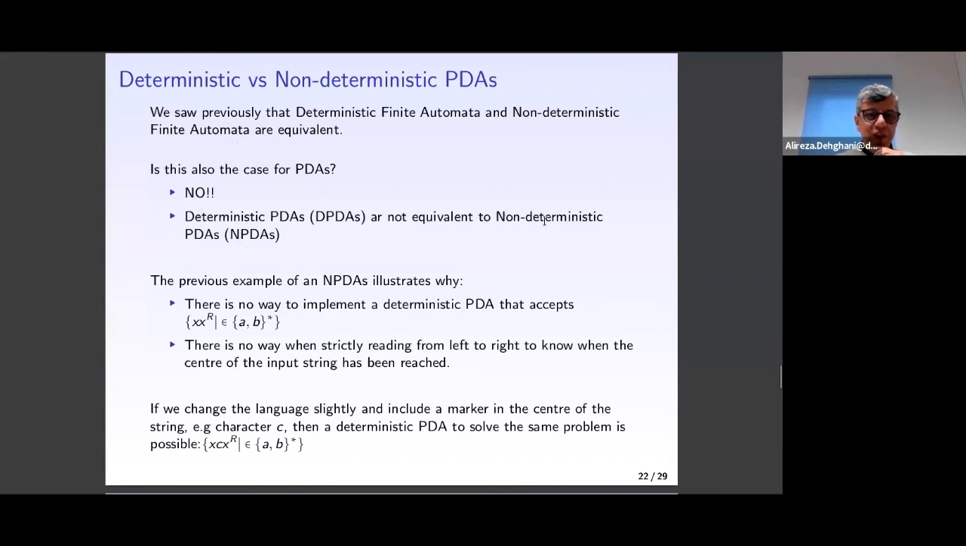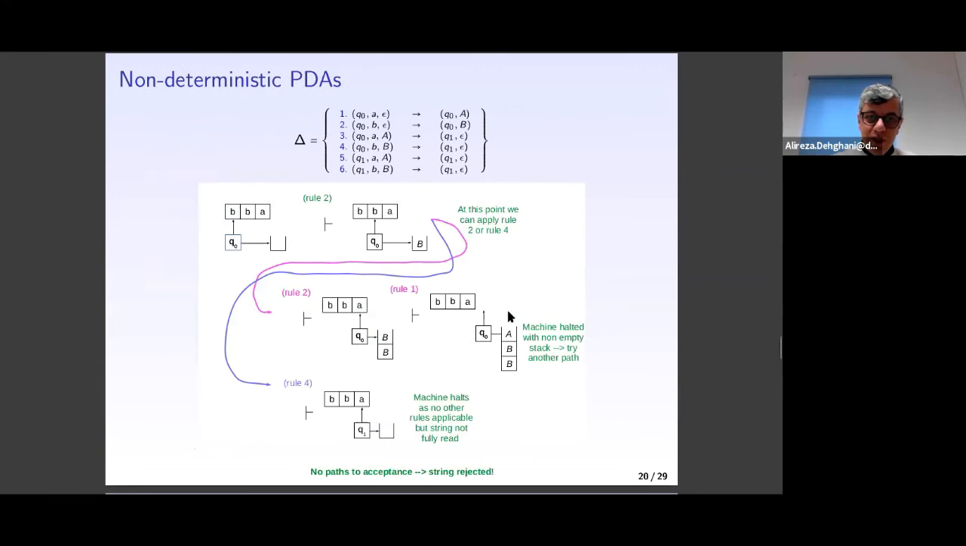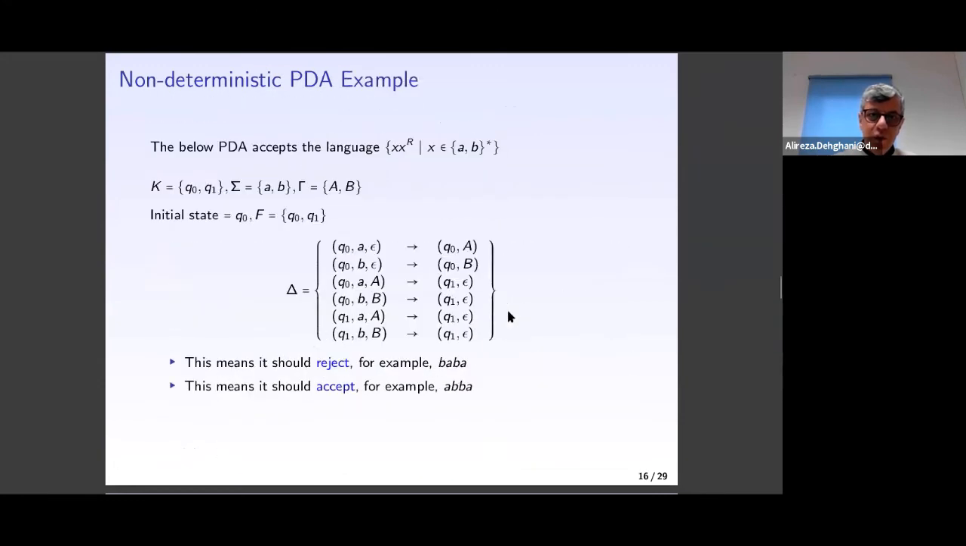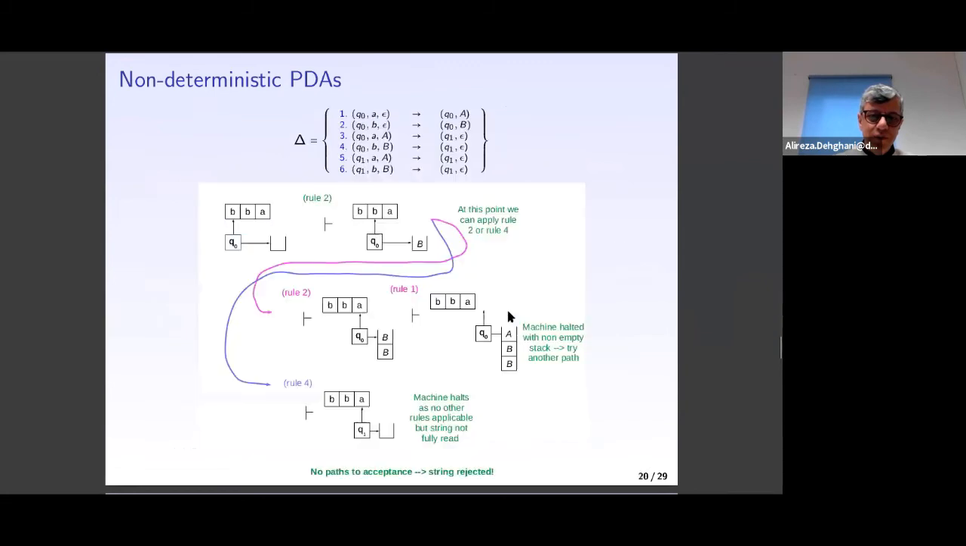So that means if you have non-deterministic PDAs, it doesn't necessarily mean you have an equivalent deterministic PDA. In the previous example of an nPDA, there is no way to implement a deterministic PDA that accepts this language. That's an example that shows the whole story. For this machine, you cannot find any deterministic PDA that accepts the same language, right?